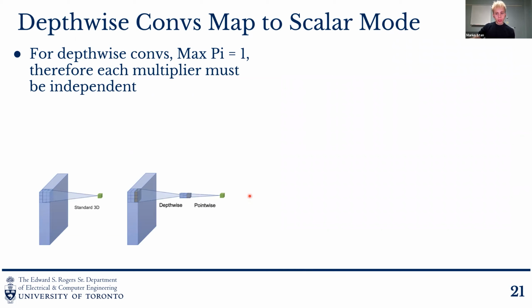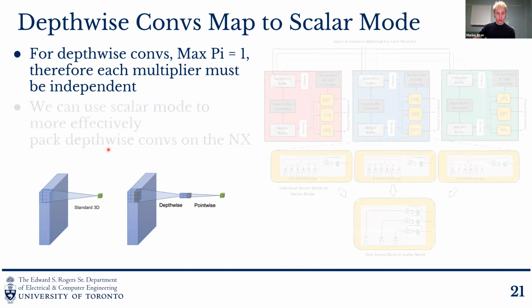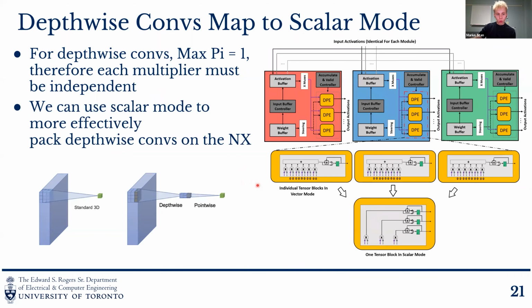If you recall, for depthwise convolutions, we essentially apply a single filter to each input channel, so that the number of output channels is the same as the number of input channels. And each one of these filters has a depth of 1, meaning the maximum input channel parallelism must also be 1. What this boils down to in hardware is that we're only using 1 multiplier in each tensor block if we were to use vector mode, for example. This is very inefficient. So for 3 dot product engines, we're not using the vast majority of multipliers shown here.